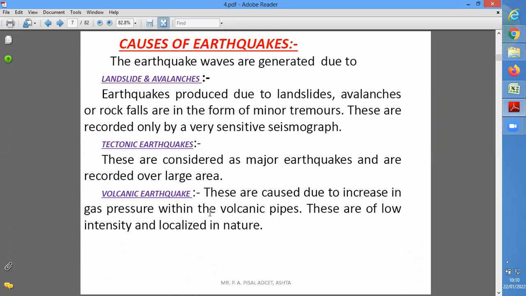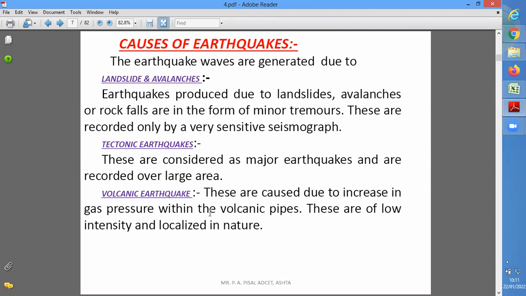Now, we have discussed that the earthquake means the vibrations developed in the earth's surface. That vibration we can consider as an earthquake. I have explained to you that the vibrations developed in the earth's crust or on the earth's surface are of two types: one is man-made vibrations, and the second is natural vibration. Man-made reasons are there, and natural causes are also there for that vibration, that is, earthquake.